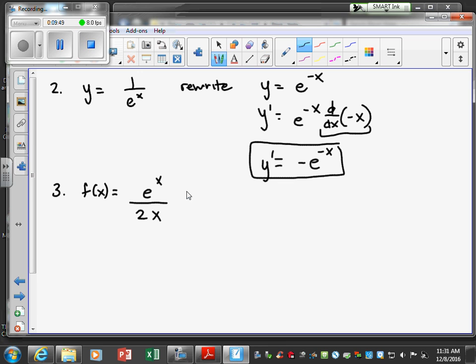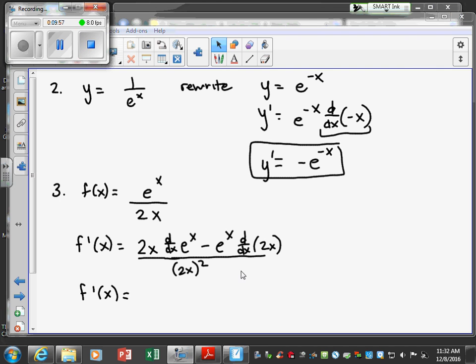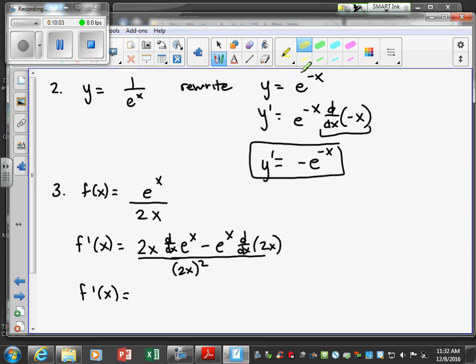So I want you to set this one up. Low d high minus high d low over the square of what's below. Okay, so this is just our low d high minus high d low over the square of what's below. We're going to work on just the derivatives here and then simplify this.